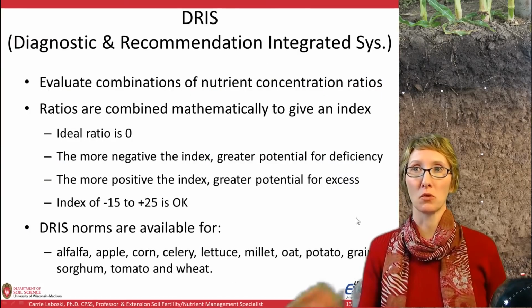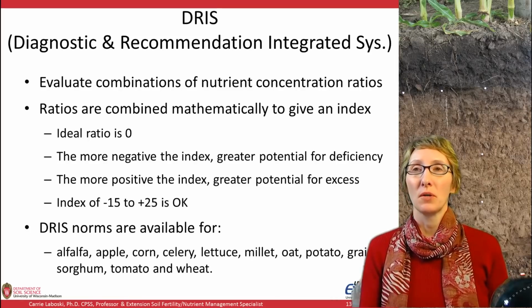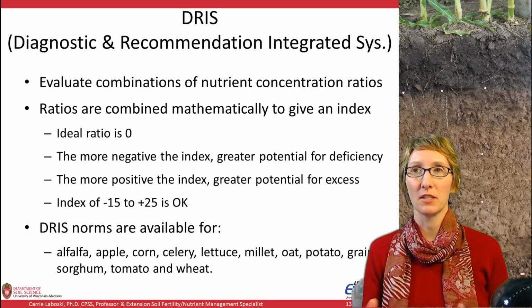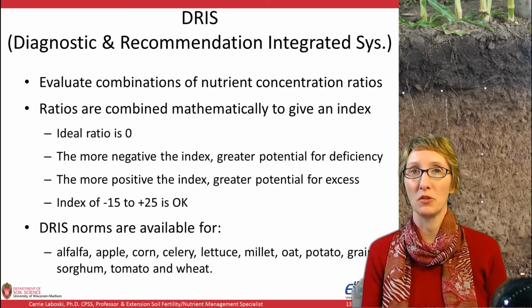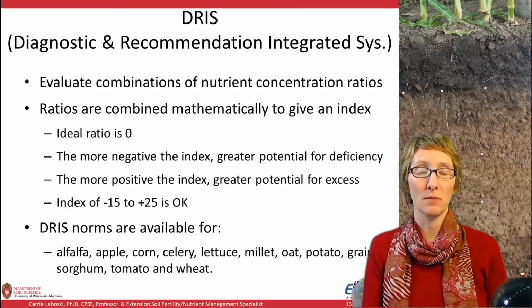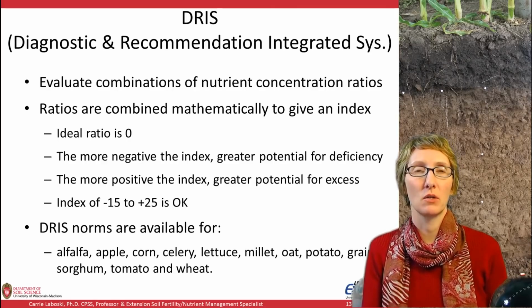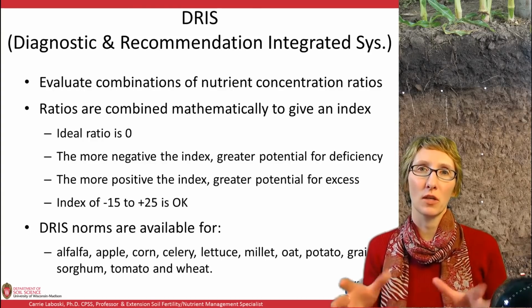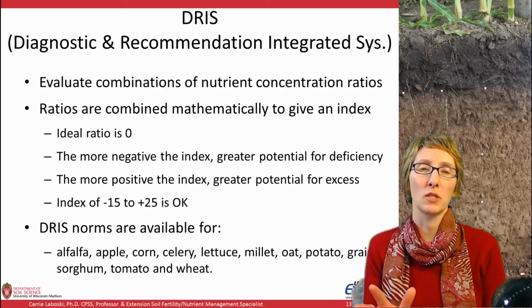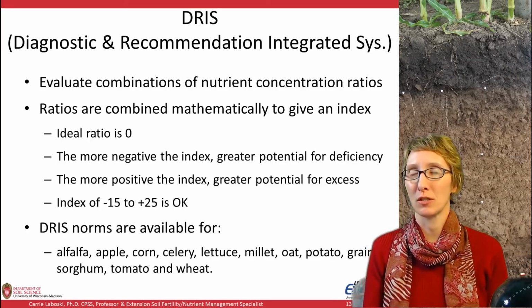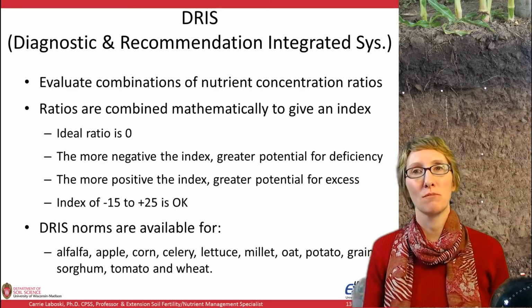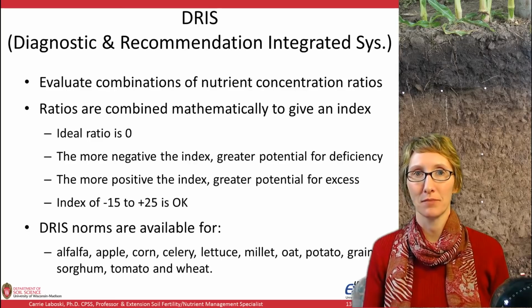That leads us to the DRIS approach. So there were a number of limitations to the sufficiency level that can affect how you would do the interpretation. So some folks decided they'd try to do something better. And so they developed this DRIS approach. And the idea is that you don't just look at the individual nutrients for their sufficiency, you evaluate combinations of nutrients, essentially ratios. And you then combine these ratios mathematically to provide an index.